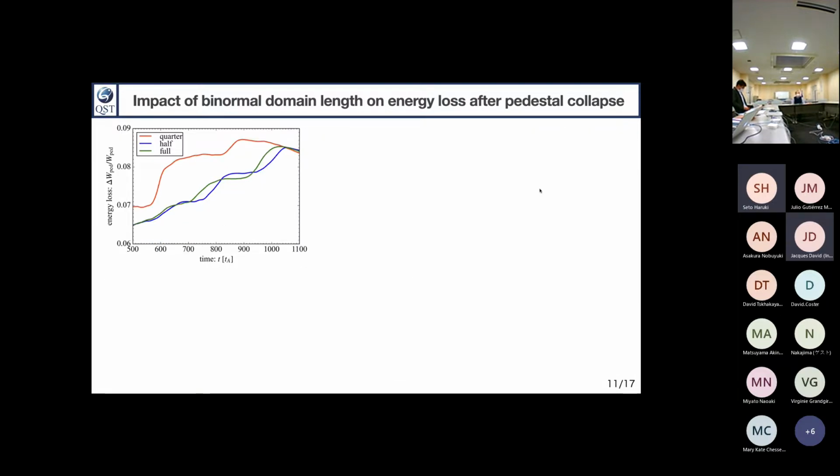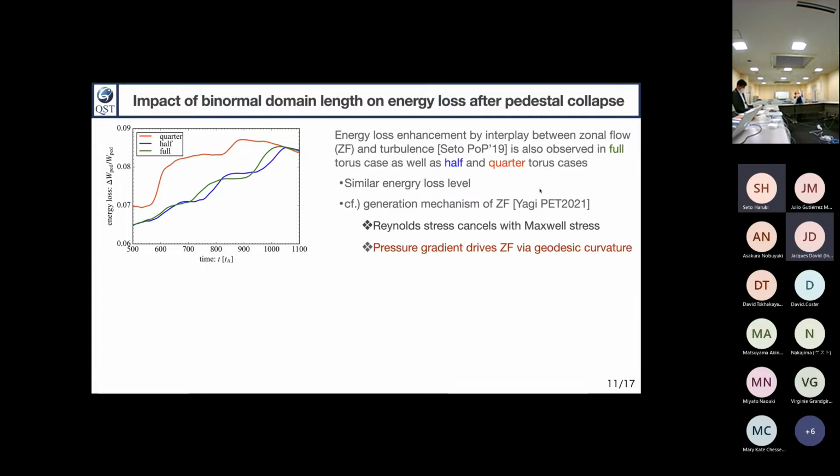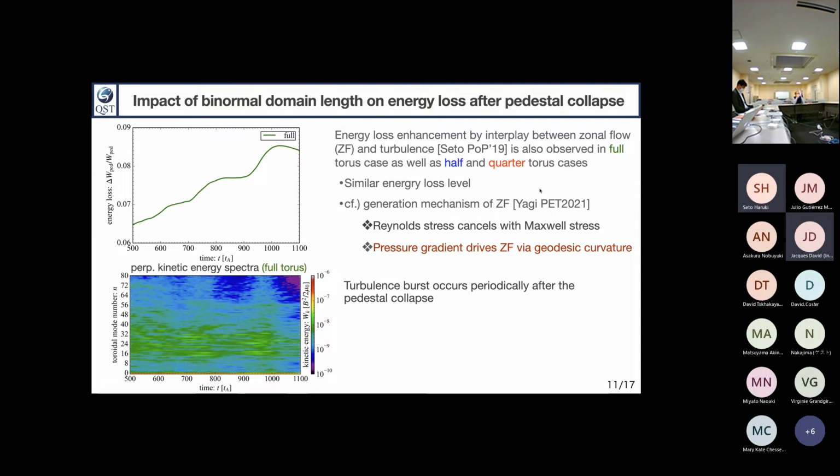Now this figure summarizes the energy loss after the pedestal collapse. So in all cases, energy loss enhancement by interplay between zonal flow and turbulence is observed, and the energy loss level saturates to a similar level. And the perpendicular kinetic energy spectra in the full torus case are in the bottom, and the turbulence burst occurs periodically after the pedestal collapse.